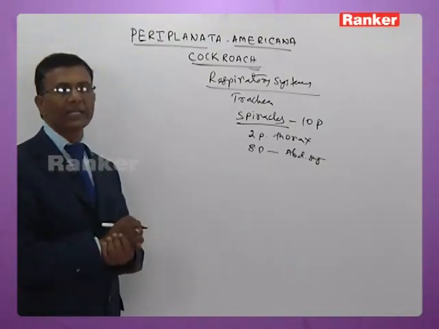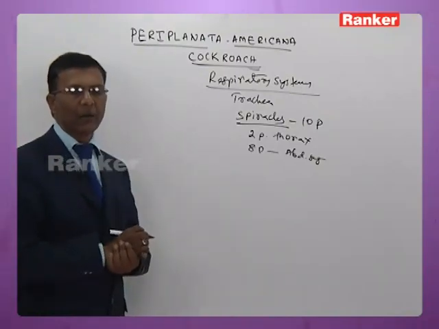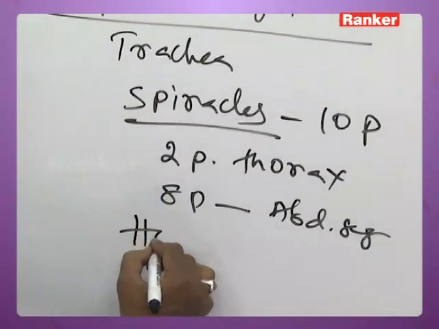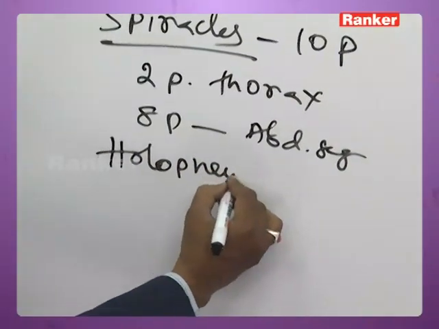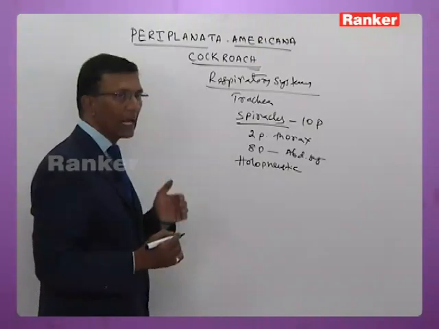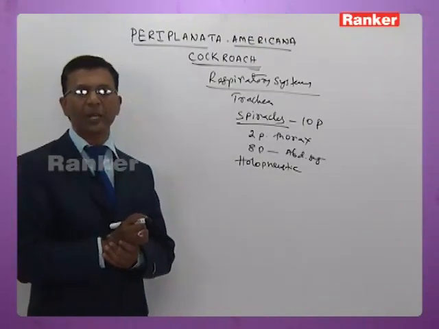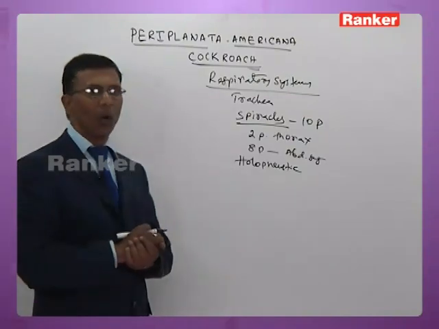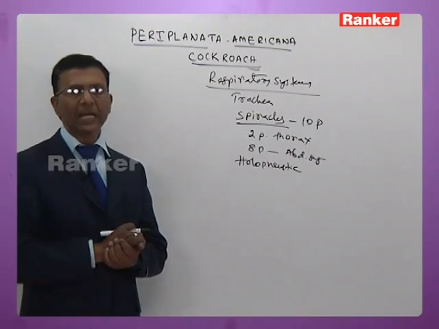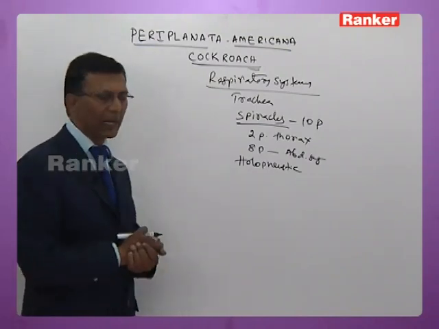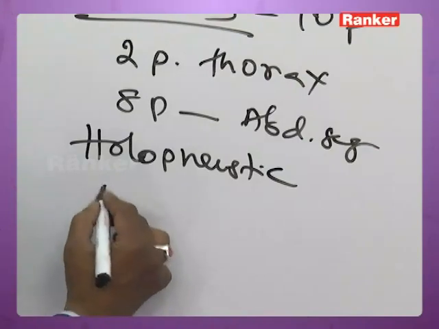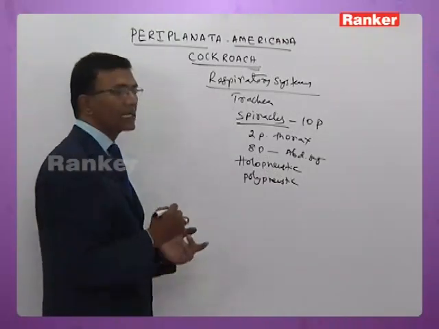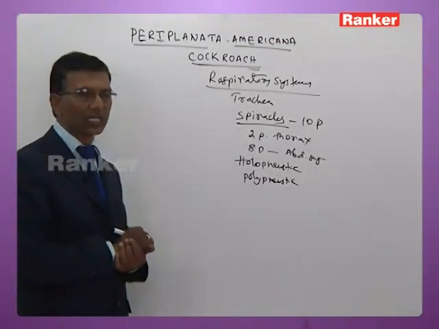All 10 pairs of spiracles are functional in respiration, some of them during expiration and some during inspiration. Thoracic spiracles are functional during inspiration, abdominal spiracles during expiration. That's why the condition is called holopneustic. If any insect has more than 3 pairs of spiracles, that condition is called polypneustic. So in cockroach, the spiracles are holopneustic and polypneustic.